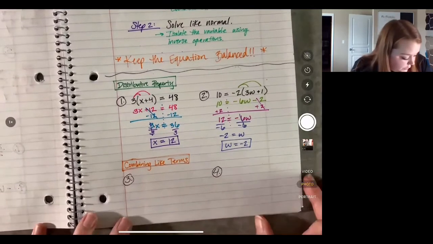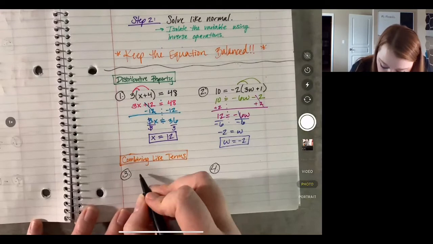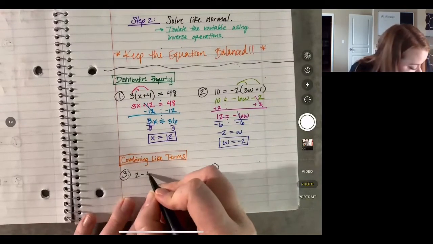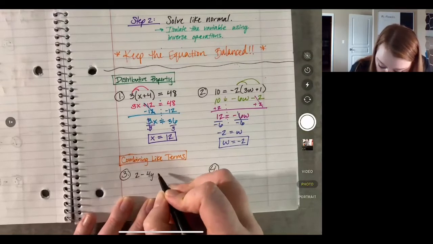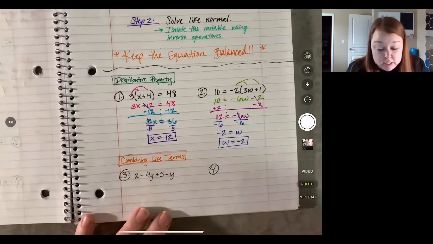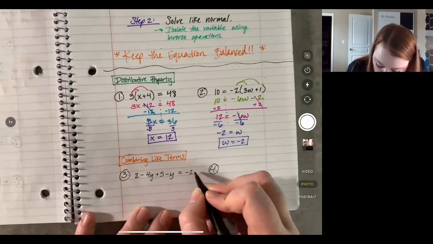Okay, number 3, got a lot here, ready? 2 minus 4y plus 5 minus y, that's all on one side, equals negative 28.